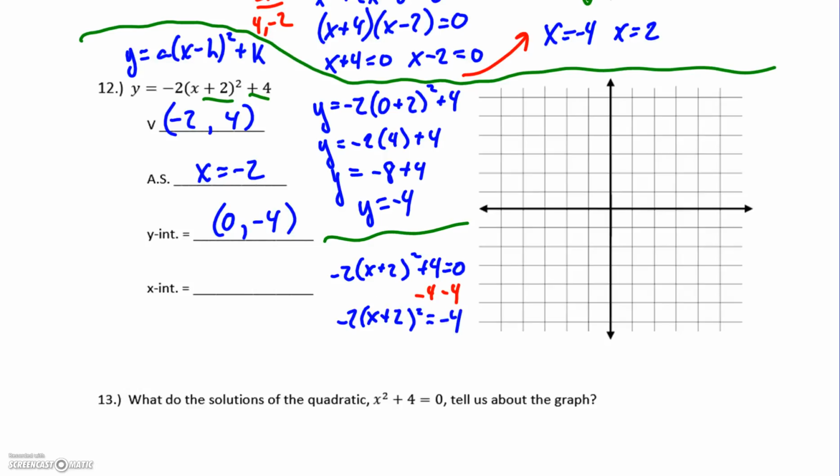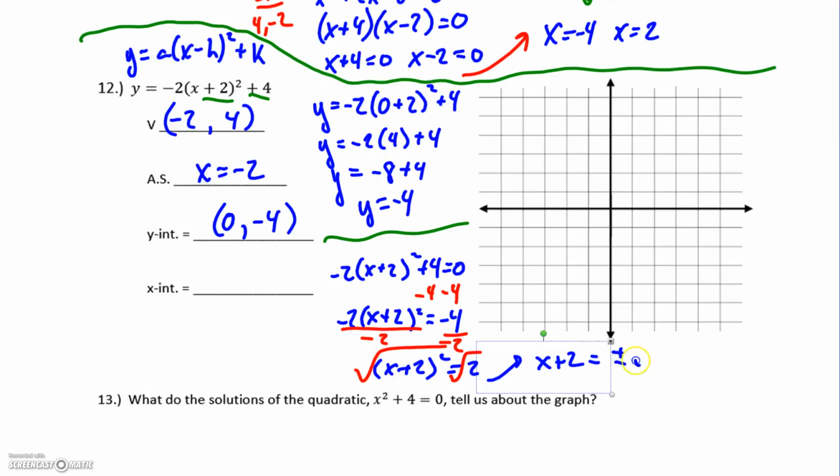And now I still have to get the square by itself, so I'm going to divide each side by the -2. So I end up with (x plus 2) squared equals +2. And now from here, I'm going to take the square root of each side. When I do that, I end up with x plus 2, because the root and the exponent cancel each other out. Over here, I get plus or minus the square root of 2, because remember, anytime we take the square root of each side, we have to do plus or minus. And now I subtract the 2 from each side, so I get these two kind of radical answers, -2 plus or minus the square root of 2.